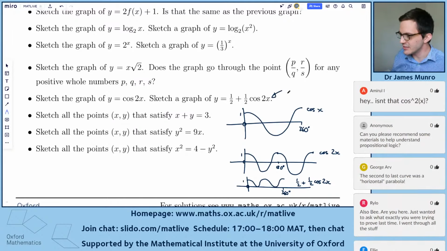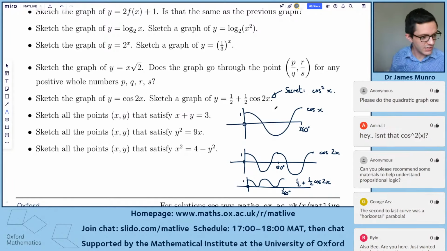It turns out, so this is a secret, don't tell anyone, but this is equal to cos squared of x. That is not a fact that you need to know for maths questions. But it is true. It's cos squared.